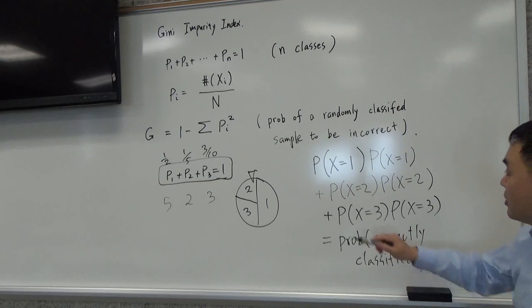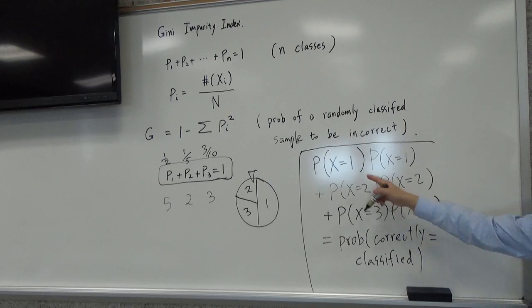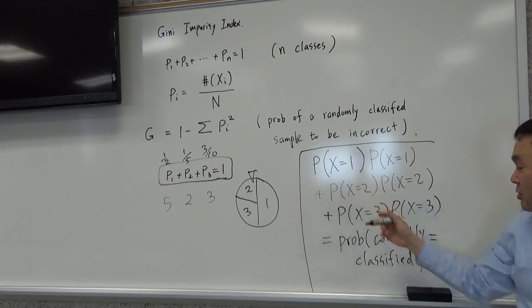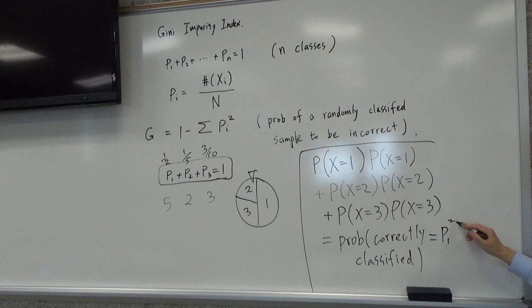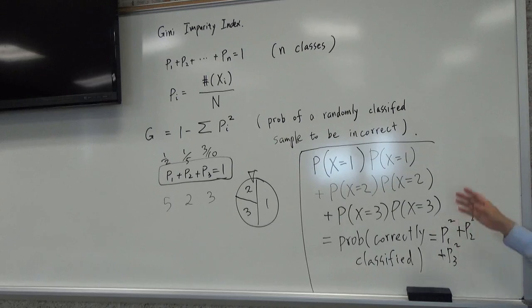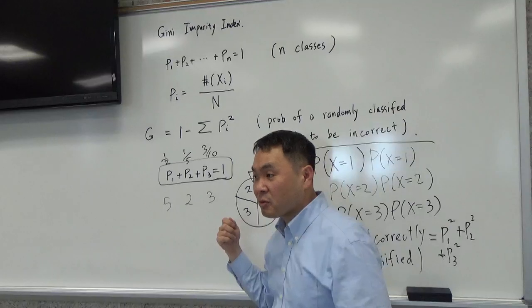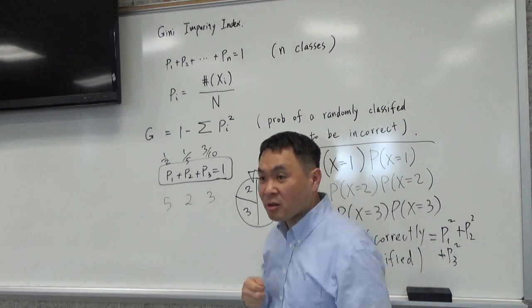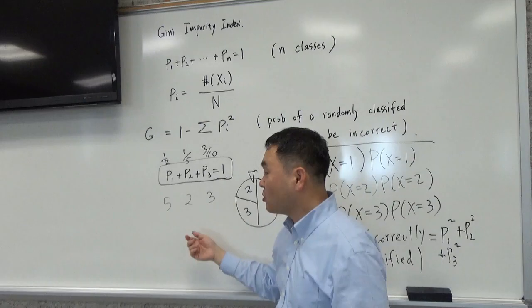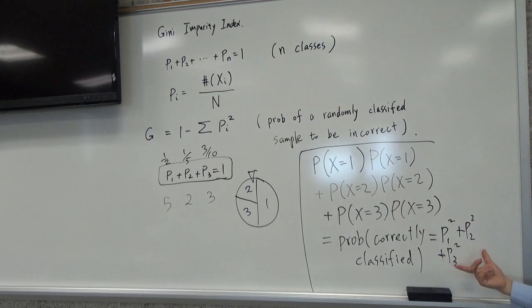But then, if this is what it is, let me rewrite this again. So what is this? This is really P1, right? This is P1 times P1, so P1 squared. This is P2 times P2, so it's P2 squared, plus P3 squared. Okay. So you see that the sum of squares of the probabilities has the meaning that if you randomly select a sample from your population and classify it randomly using the proportion of the population, this is the probability you're going to get it correctly. Okay.